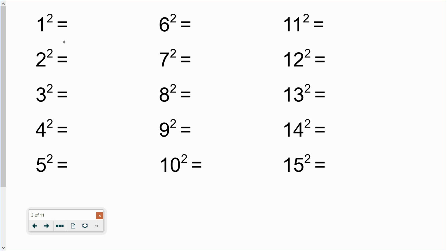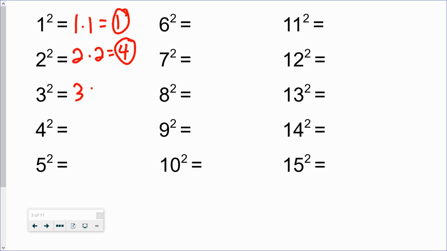So we have 1 squared. So 1 squared is 1 times 1, which is 1. 2 squared, 2 times 2, which is 4. 3 squared would be 3 times 3, which is 9. 4 squared would be 4 times 4, which is 16. 5 squared is 5 times 5, which is 25.